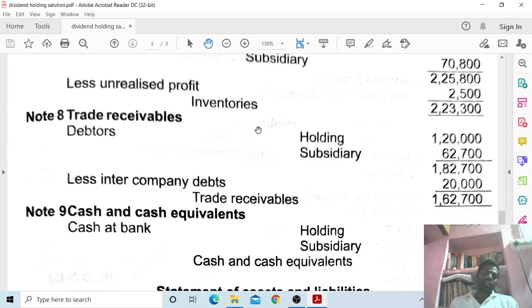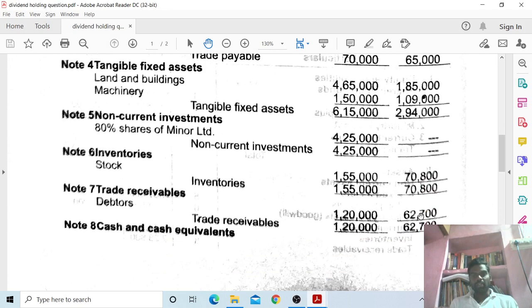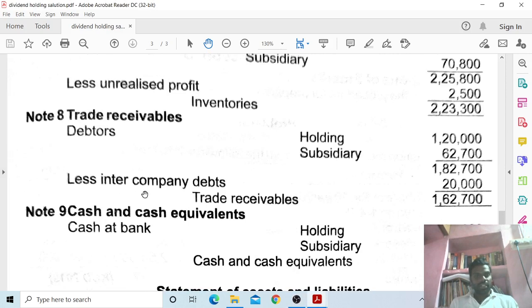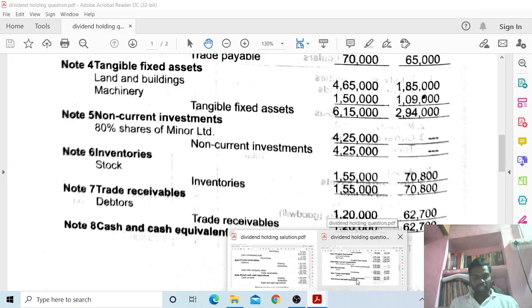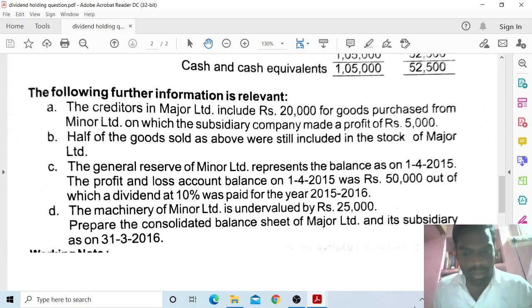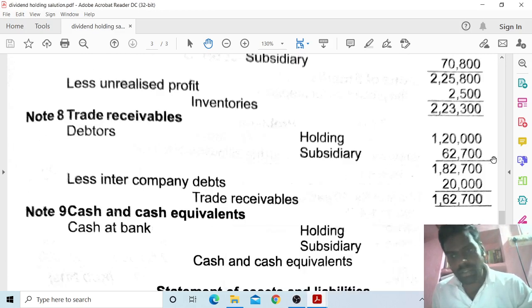Next, note number 8, trade receivables. Debtors: holding company 1,20,000 and subsidiary company 62,700. Less intercompany debts 20,000 according to the adjustments. You have to deduct it from both sides, debtors and creditors. So the total is 1,62,700. This is the trade receivables, note number 8.